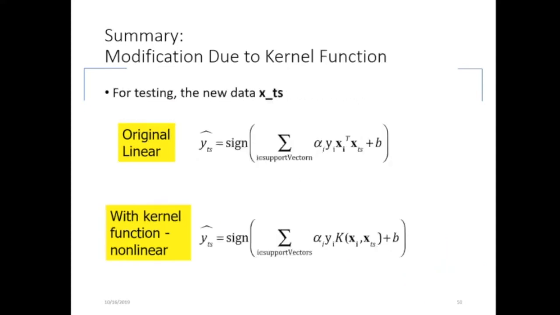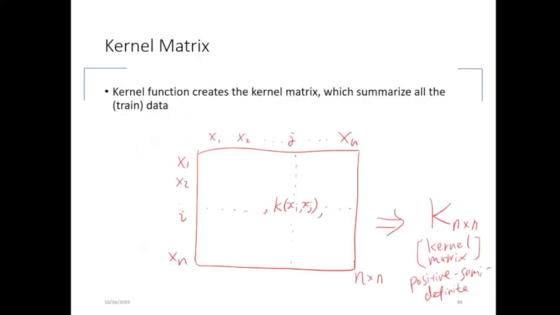So this is the test formulation when using the kernel, using the original feature versus using the kernel feature. You can tell almost nothing is changed, as long as you have this matrix already available.